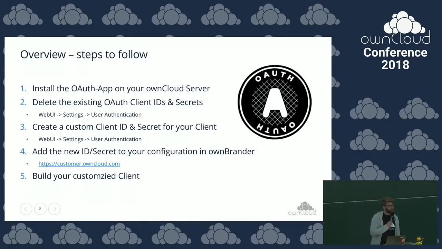So of course you need to install the OAuth app on your server. Then you will need to delete the existing OAuth client IDs and secrets. We will see that in a second. Then create custom IDs and secrets for your clients. And these client IDs and secrets then need to be added to your configuration in the ownBranded tool. And then you can brand your client or build your client. This will take up to, I think, 24 hours or so, and then you can use it. All right.